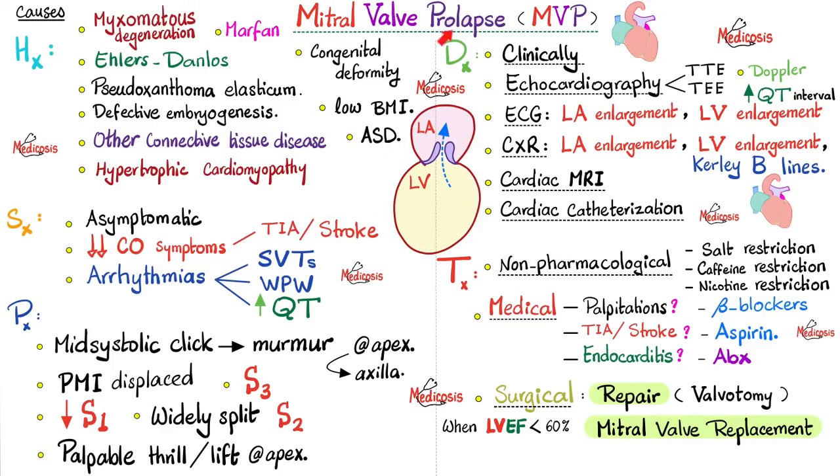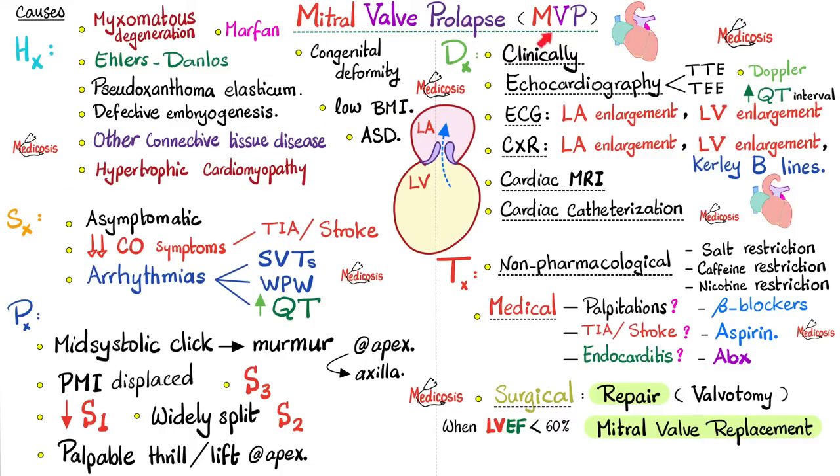What causes mitral valve prolapse? Myxomatous degeneration, connective tissue diseases such as Marfan syndrome, Ehlers-Danlos syndrome (see my biochemistry playlist), pseudoxanthoma elasticum, congenital deformity of the valve, defective embryogenesis, and hypertrophic cardiomyopathy. Many patients with mitral valve prolapse tend to be of low body mass index and tend to suffer from atrial septal defect. Not all of them, but many of them.